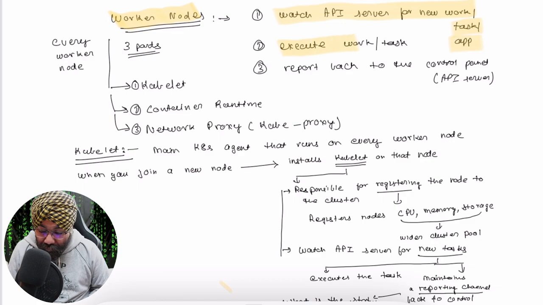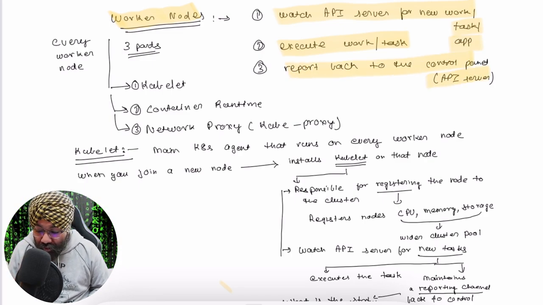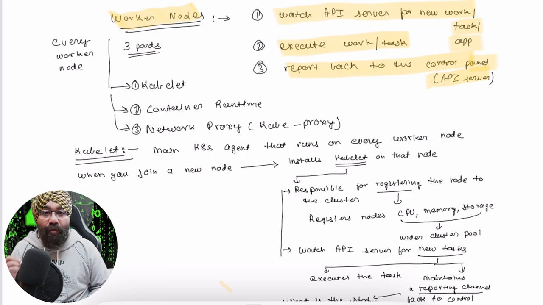The second is obviously when actual work or a task or a request comes to run something, they take that request and actually run it. So this is also an important function. And third is to report back to the control plane and API server about the progress of the task, whether running has started, whether it is in progress, whether there is any error, whether they cannot run it, whether it has completed, everything they will report back to the API server, which is part of the control plane.